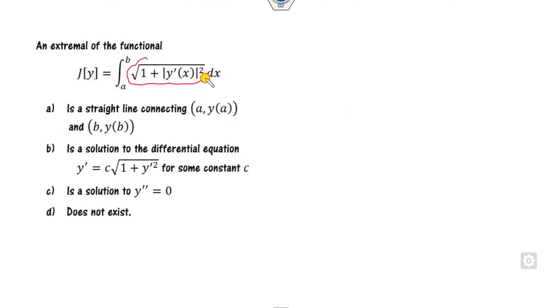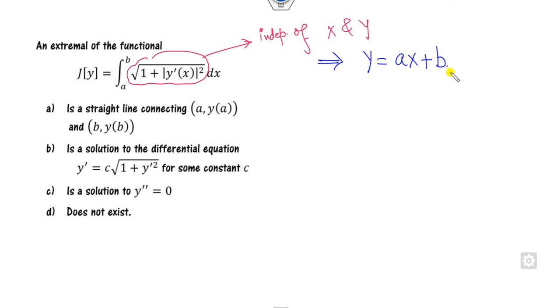Look at the another one. Again, the extremals are there. You can see this is independent of x and y. Whenever it is independent of x and y, the solution will always be ax plus b. What is the meaning of that? This is a straight line. So it means the first option is correct. Once it is a straight line, what is the second derivative of this? It is 0. So this option is also correct. Does not exist is cancelled out because this is the extremal we have obtained.